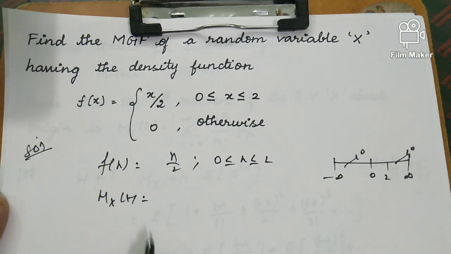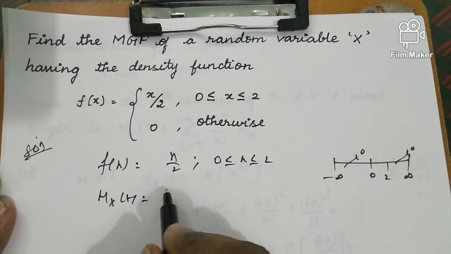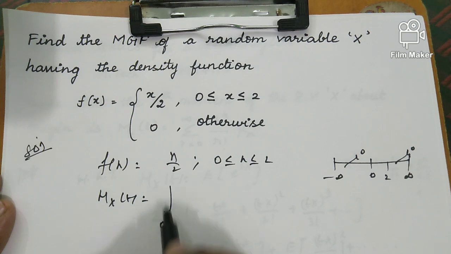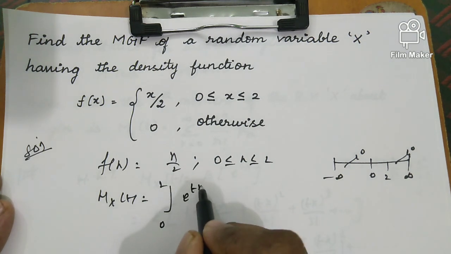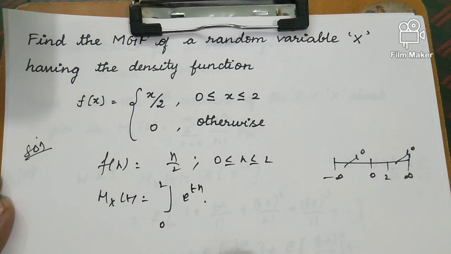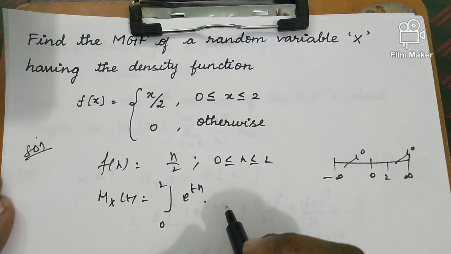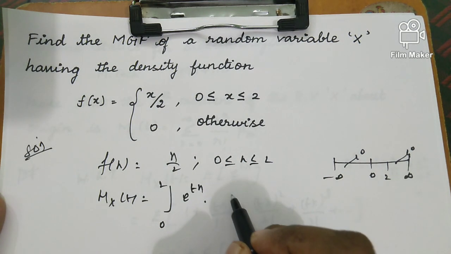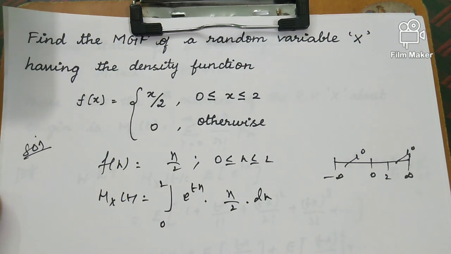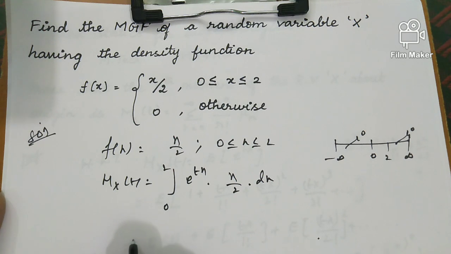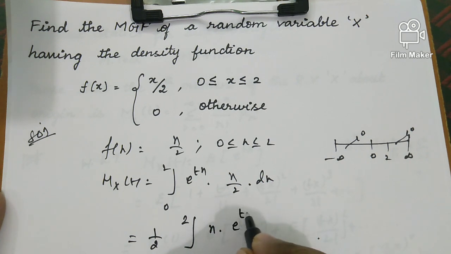Okay, so when you are finding M_X(t) directly, we can write it as the integral from 0 to 2 of e^(tx) times f(x) dx. What is our f(x)? f(x) is x/2. So x/2 into dx. Here 1/2 is a constant, we can take it outside: 1/2 times the integral from 0 to 2 of x e^(tx) dx.